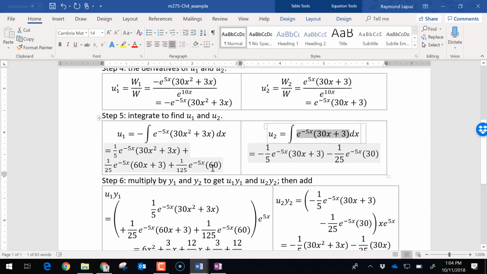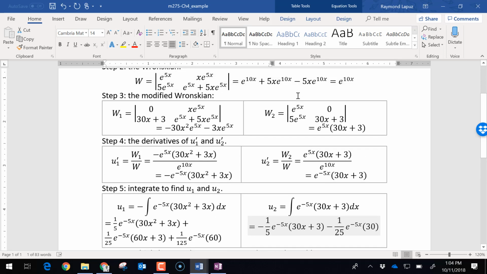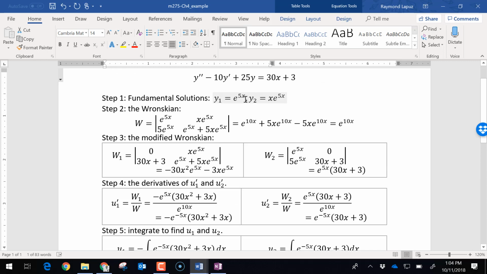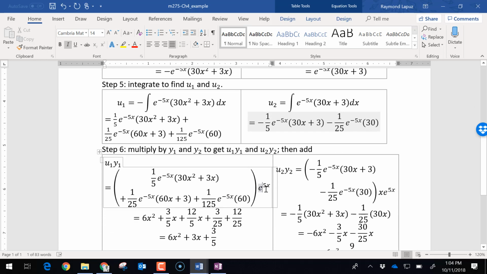So now we're going to multiply u1 by y1. You have to look back at y1. y1 was equal to e to the 5x. So multiply this by e to the 5x, and we get something after simplifying, another place where you can make an easy algebra or arithmetic mistake.